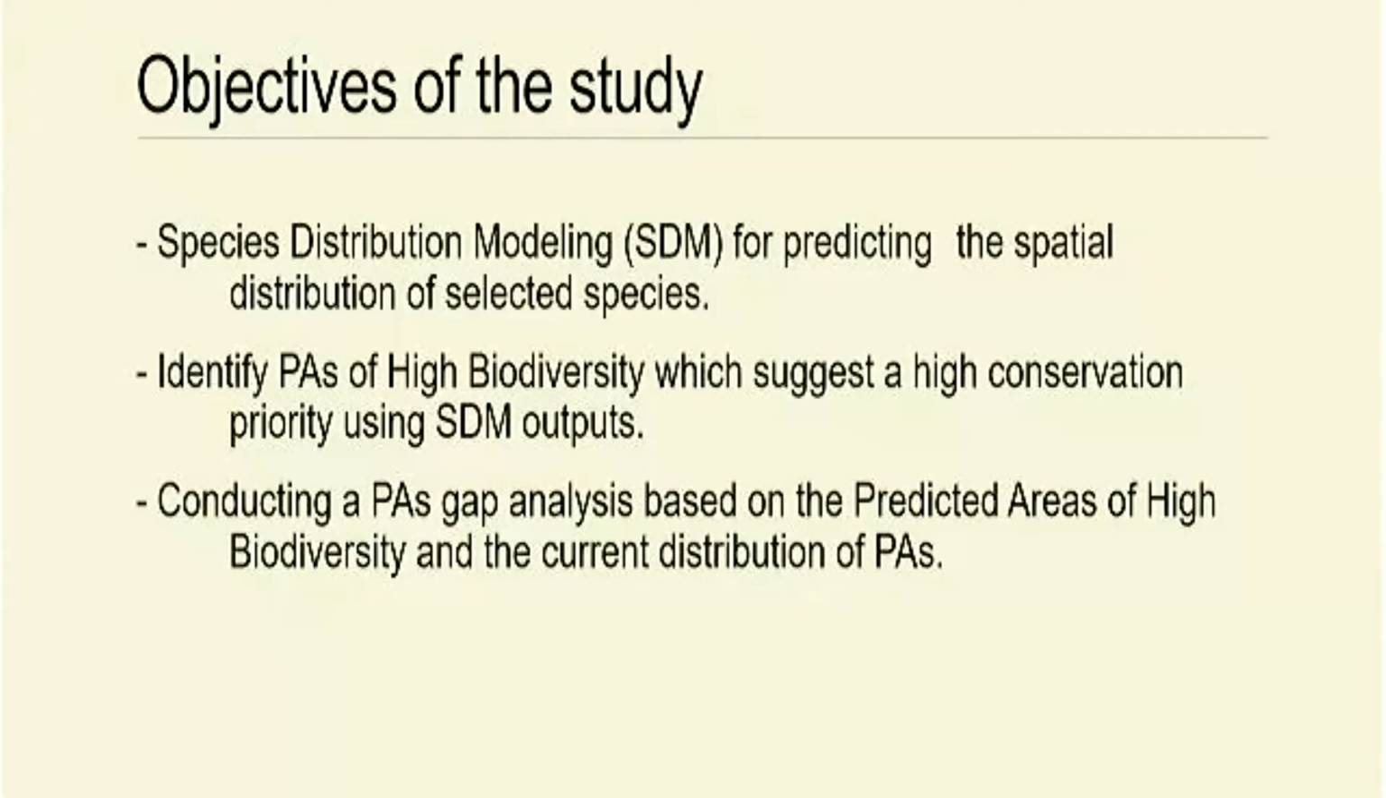The objective of this study is species distribution modeling, predicting the spatial distribution of these selected species and identifying where these protected areas and the high biodiversity are, which suggest high conservation priority areas, then conducting a protected area gap analysis based on these protected high diverse areas.